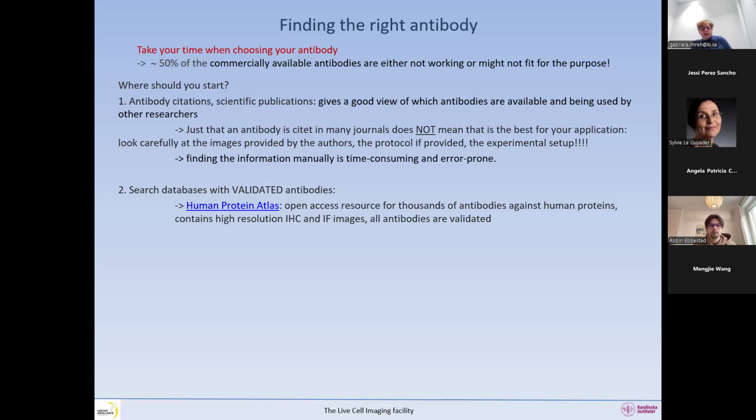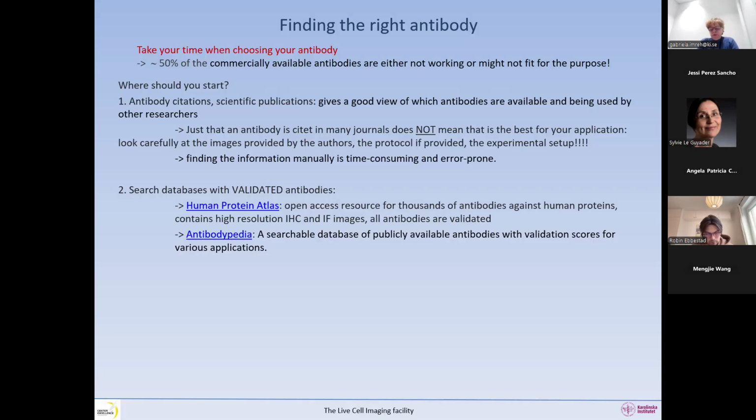And they all contain high resolution images, both immunohistochemistry and immunofluorescence images, for all the antibodies which they have, because they are all validated. Another highly recommendable database is Antibodypedia, which is also a searchable database of publicly available antibodies, where they have a validation score for the antibodies for their various applications. So this is really a very good start in your search for antibodies.